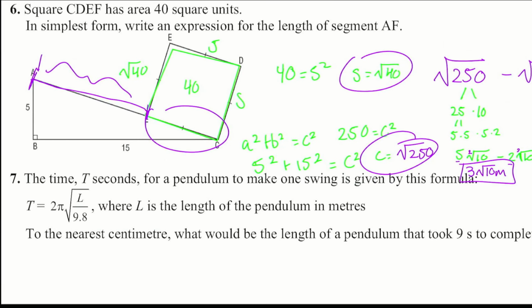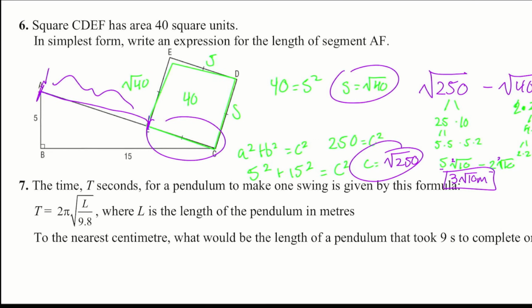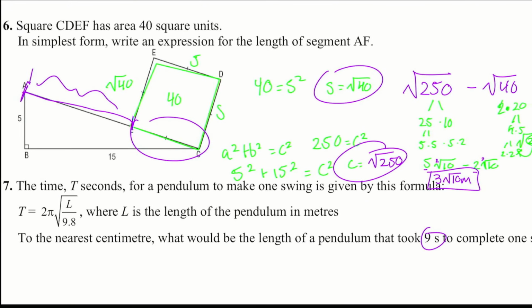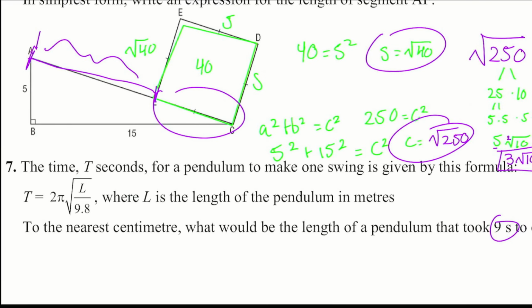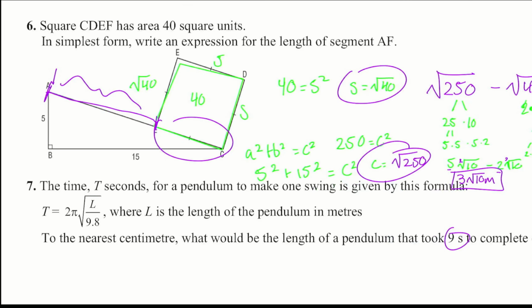So, looking at question 7, we have an equation which models the swing of a pendulum, where L is the length in meters and T is the time in seconds. If we're looking for the length and we have the time, we just have to plug in our value. So we have the value of 9 seconds. So we're going to plug in: 9 equals 2 pi root of our length times 9.8.